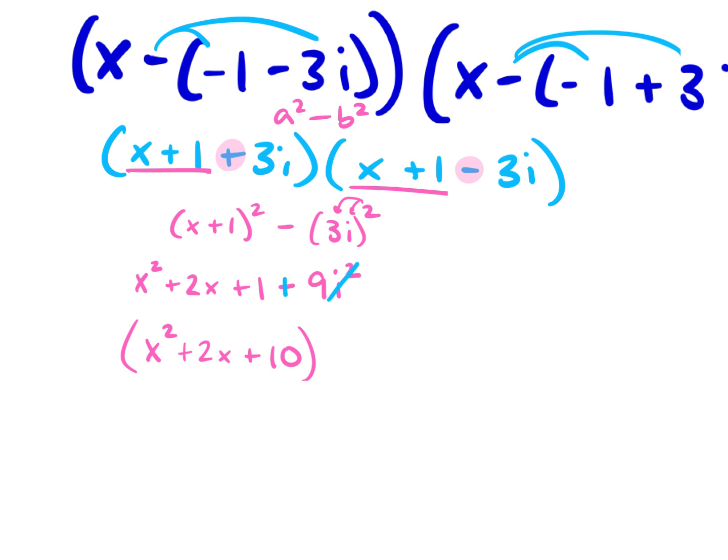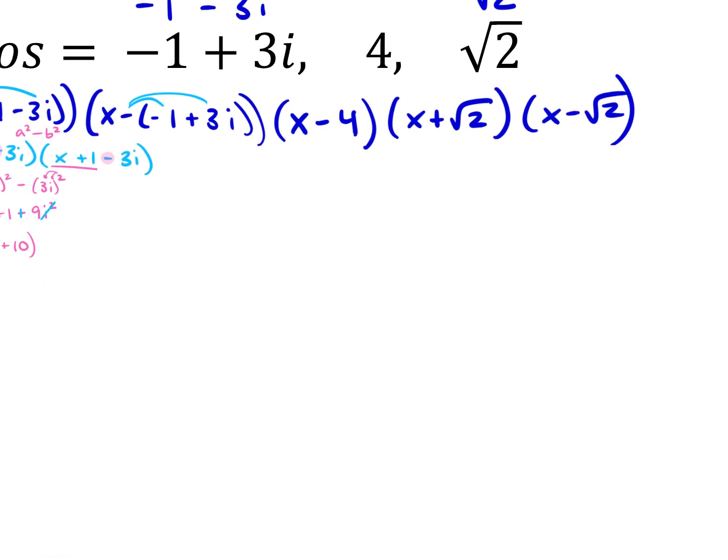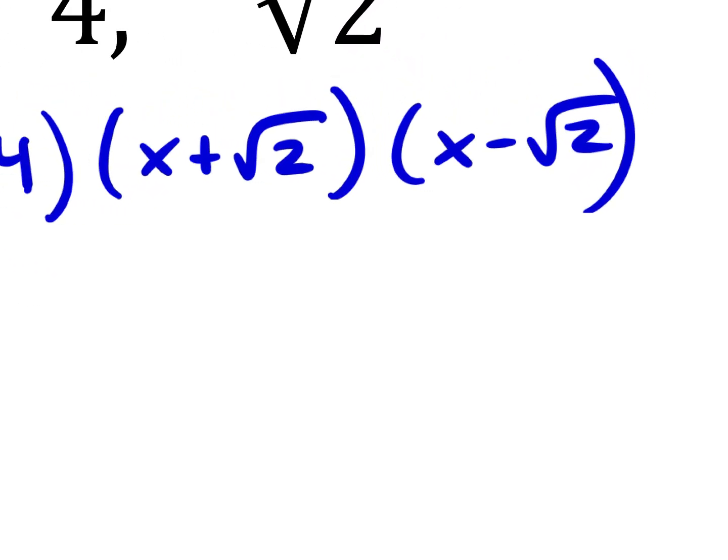So when you're combining your conjugates, those complex conjugate pairs, it'll get rid of the complex number. So if you have an i, the i ends up going away. You're not going to have an i in your answer for these. Or if you have a square root, the square root's going to end up going away. So you're not going to have a square root in your answer.